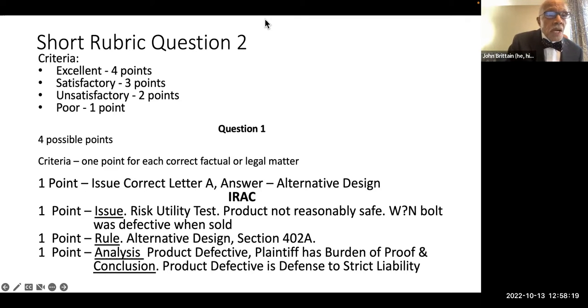And the rule is alternative design. It's a major section called 402, in which if there was a possible alternative design, then that would set it up for the plaintiff to use this form of tort action of strict liability in products for defective design. You see the analysis here, the product is defective, plaintiffs had a burden of proof, and lastly, conclusion: a product defective is a defense for strict liability in terms of whether the plaintiff who has the burden can show that this bolt and this design and no airbag that would expand when the car is engaged in a collision from the side is the issue.